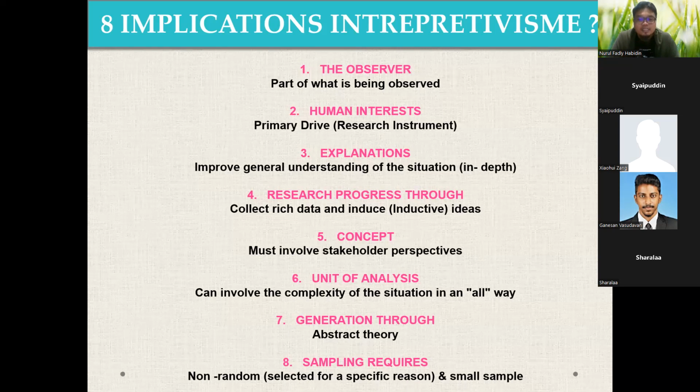Sampling in quantitative is random, but qualitative uses non-random sampling. We involve only small numbers of respondents, and it is very difficult. In quantitative you can get 300 sample respondents, but it is very difficult to interview 300 people. That's why in qualitative you use, for example, purposive sampling technique in order to get all the answers, but using a small sample. Okay.